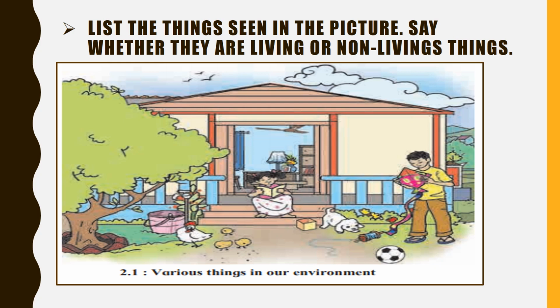Okay, let's see which are living things. Boy, girl, dog, trees. Right. Non-living things: fan, kite, ball, bucket, house. Right.